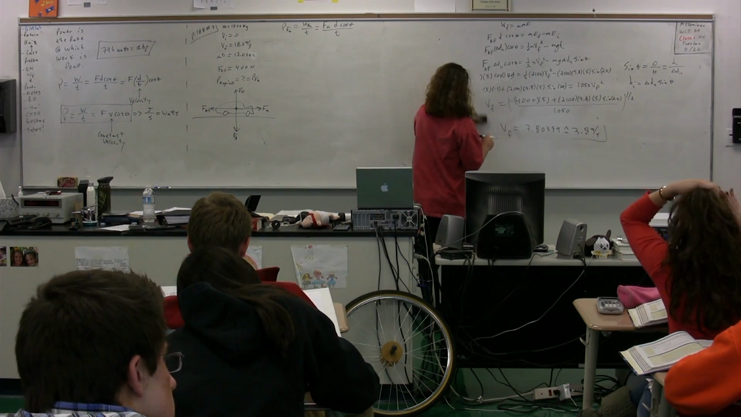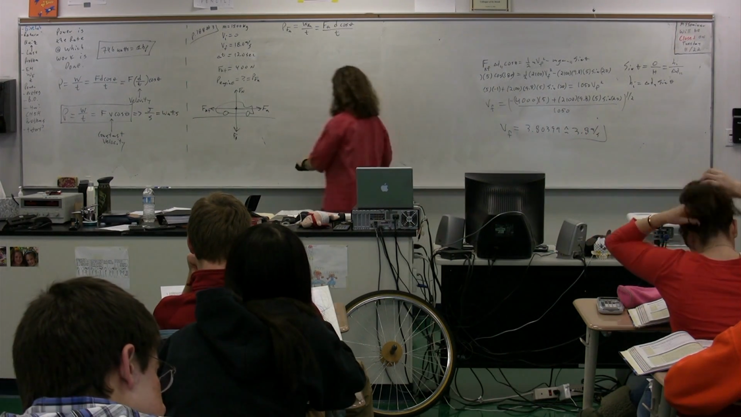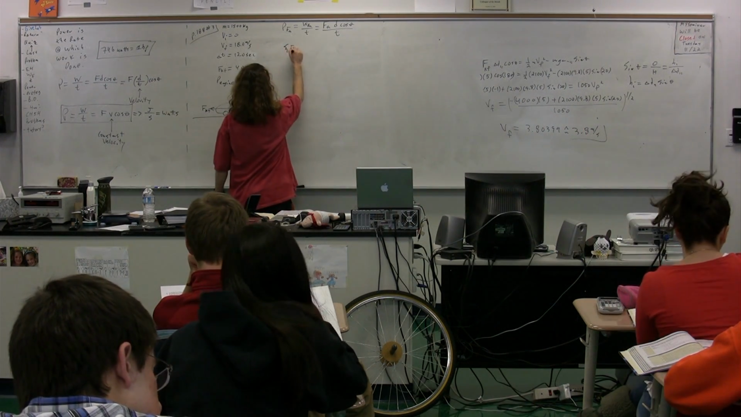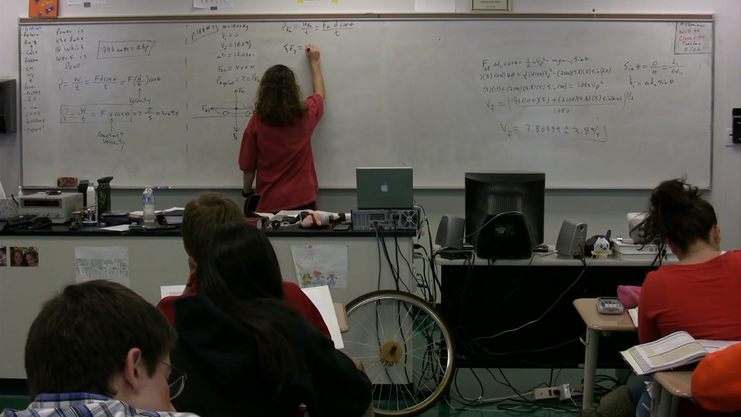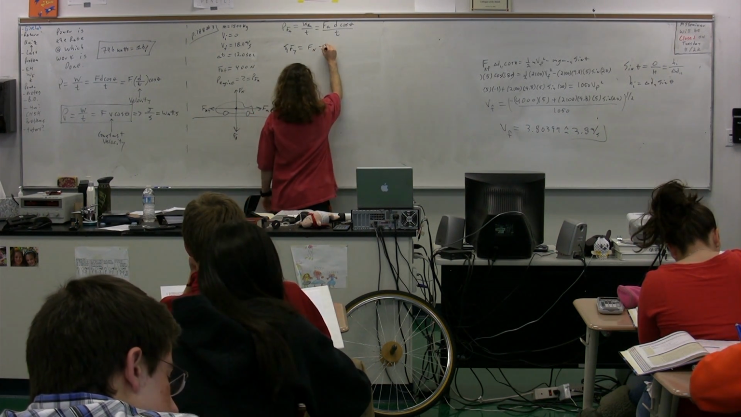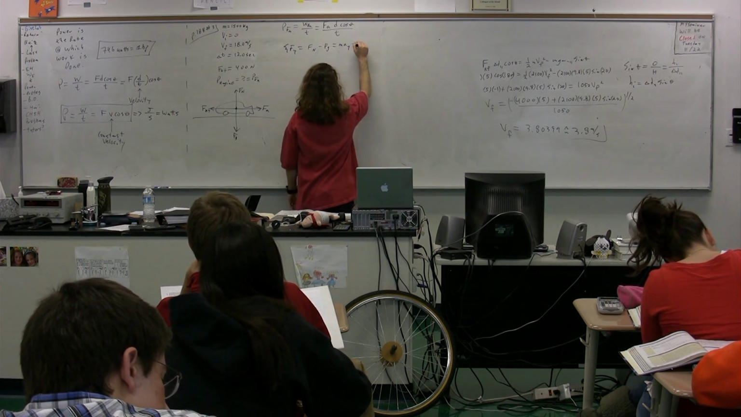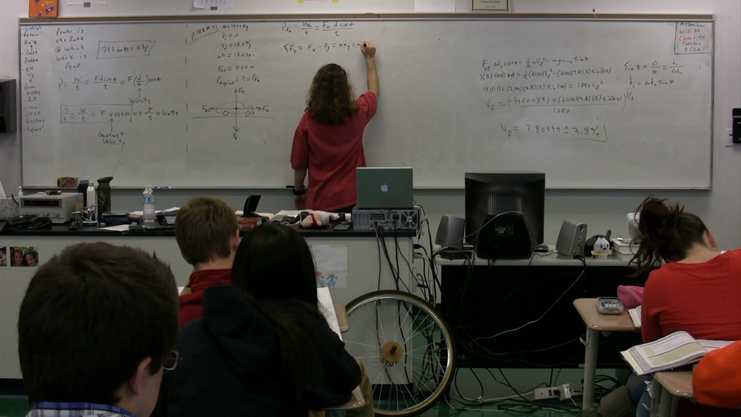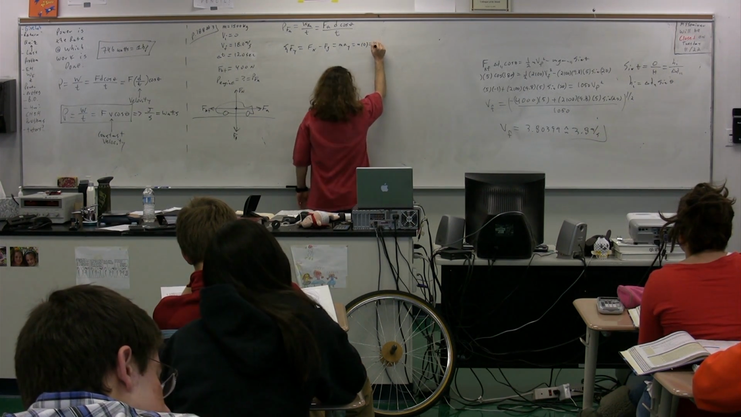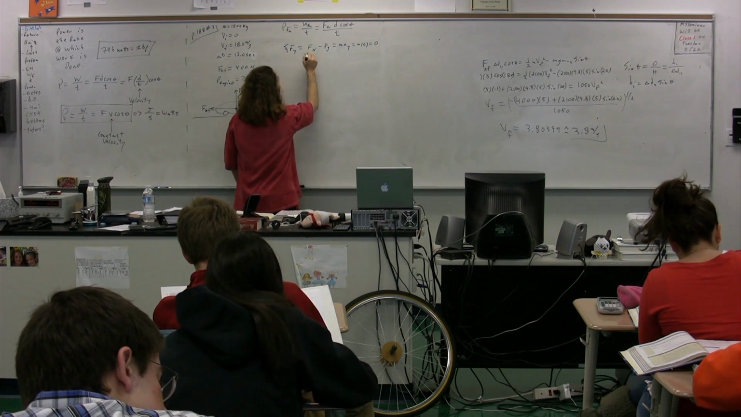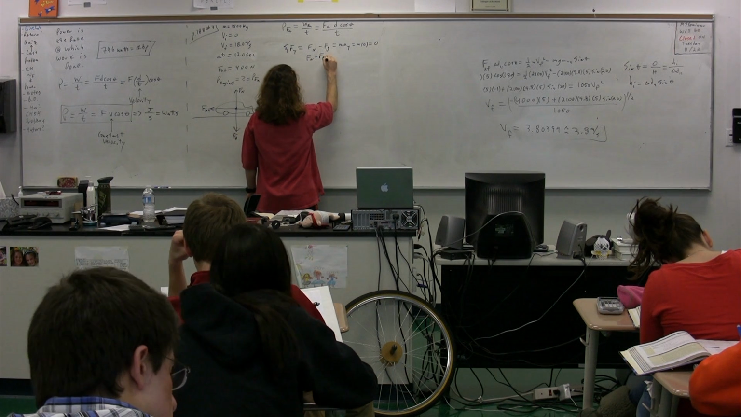We should sum the forces. Okay, pick a direction. The y direction. Go ahead. The force normal minus the force of gravity equals mass times acceleration in the y direction. And mass times acceleration in the y direction equals 0. Acceleration in the y direction equals 0. Right, 0. So force normal minus the force of gravity equals 0.